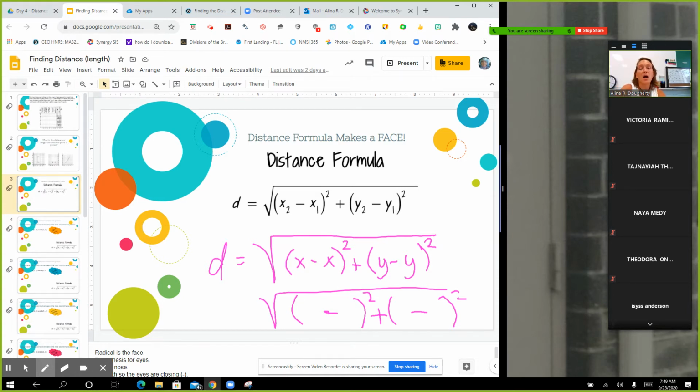This formula is not on your formula sheet for the SOL, and we are planning on doing SOLs, I think, round about January 15th. I don't know exactly, but this formula is not on there, so you do need to memorize it.